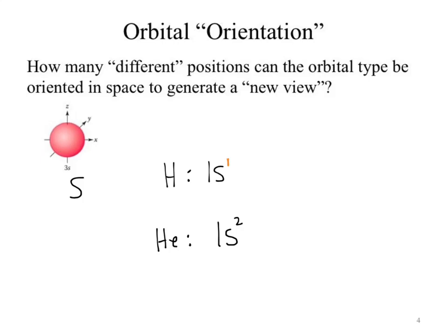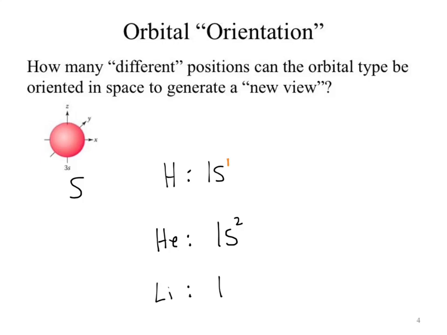Okay? Questions about that so far? Because it only gets more complex. Okay? What happens when we add another proton and another electron? Let's move up to the next element. What element would that be? Lithium.